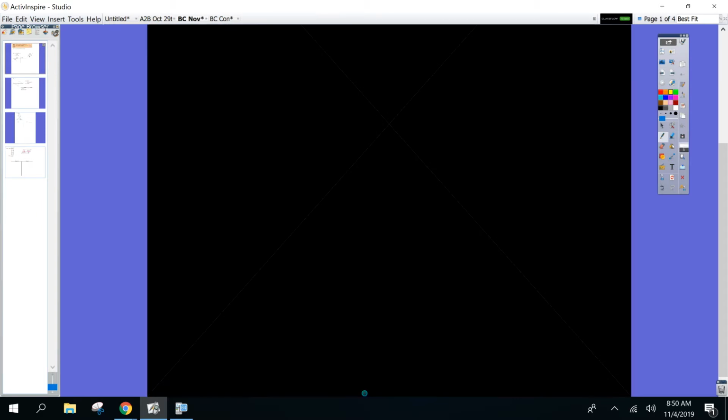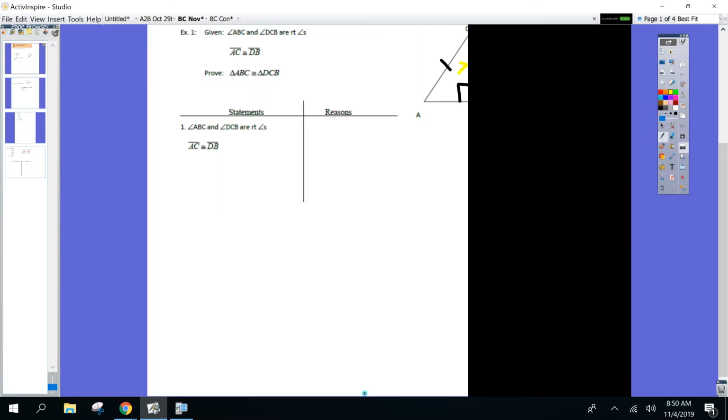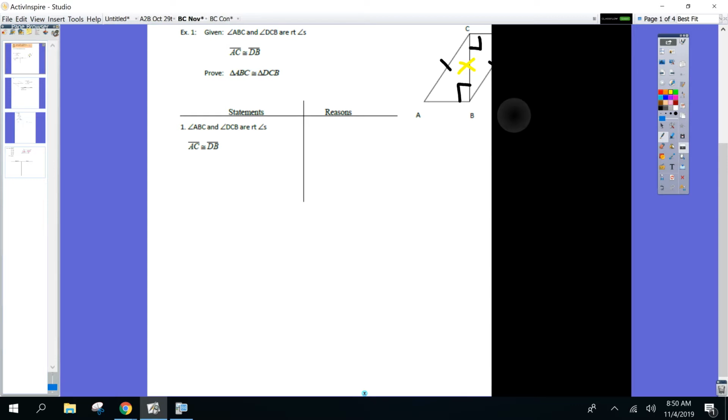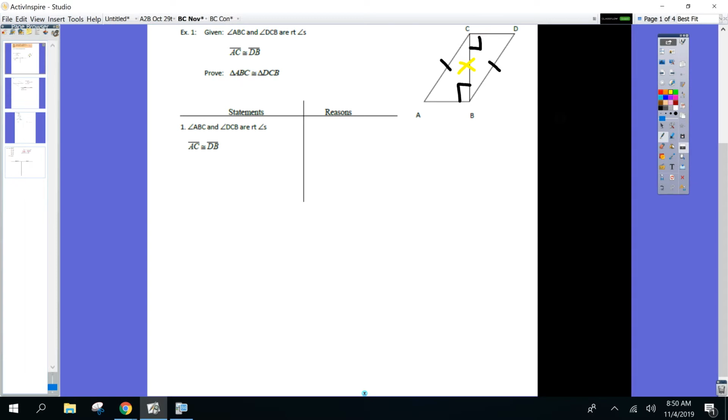Ready? Look at what I have. Two sides and an angle. Is that right angle in between my two sides? No, so it's not side angle side. But what is AC in this diagram? That's my hypotenuse, and what's CB? Leg. So does everybody see HL in action before we do this proof? We all good? All right.